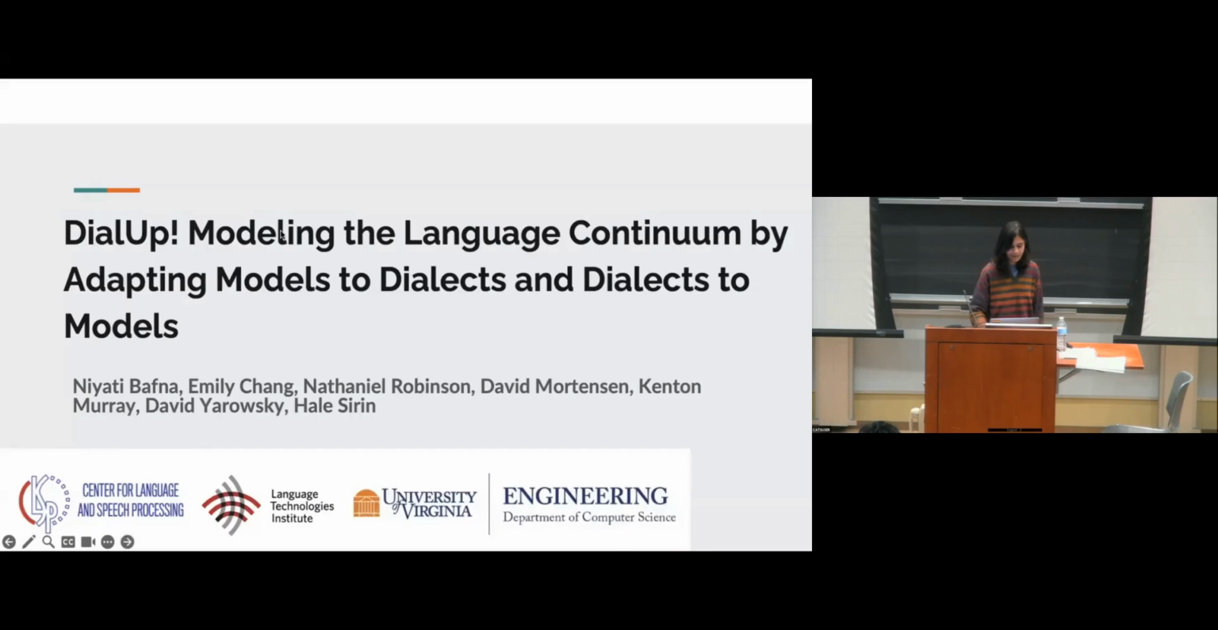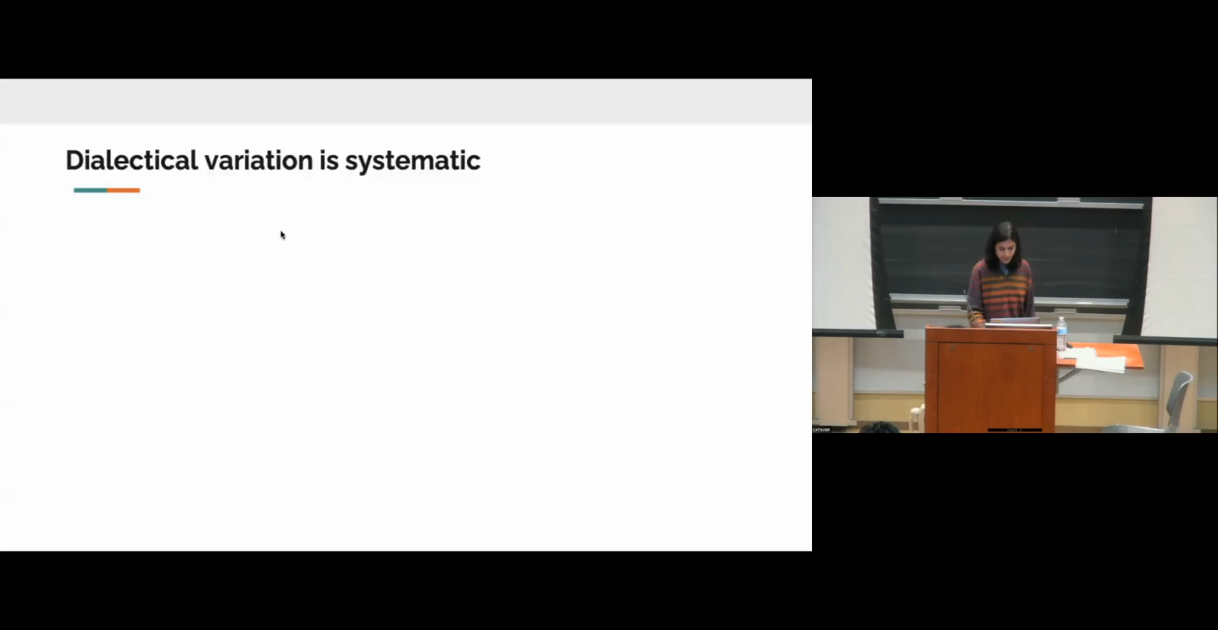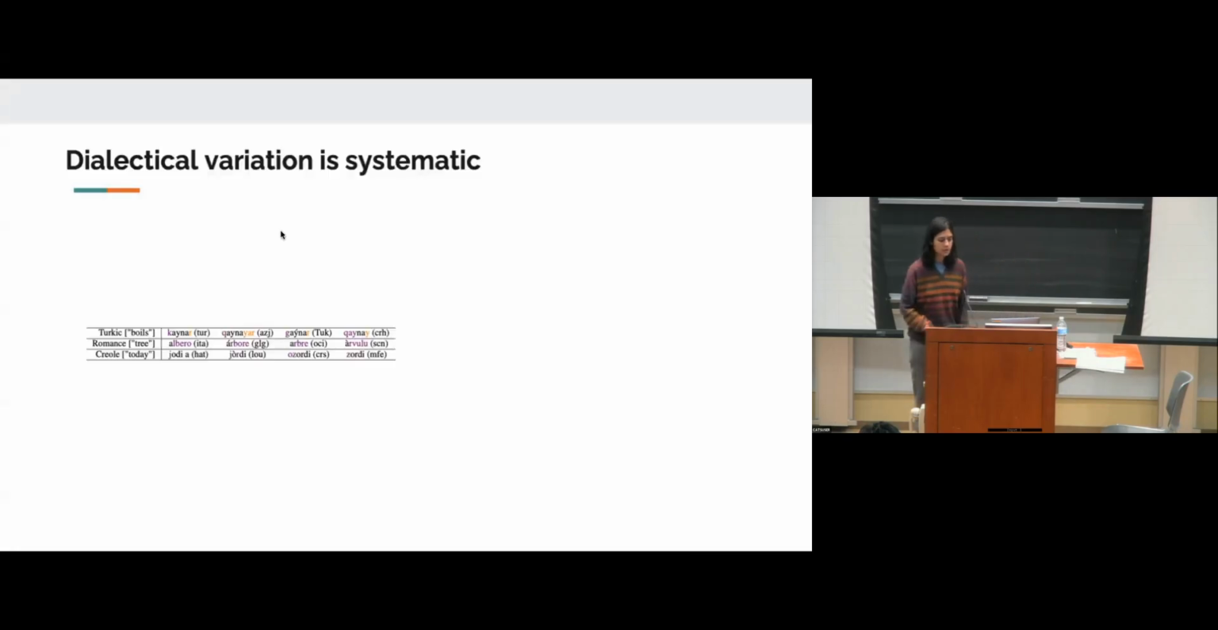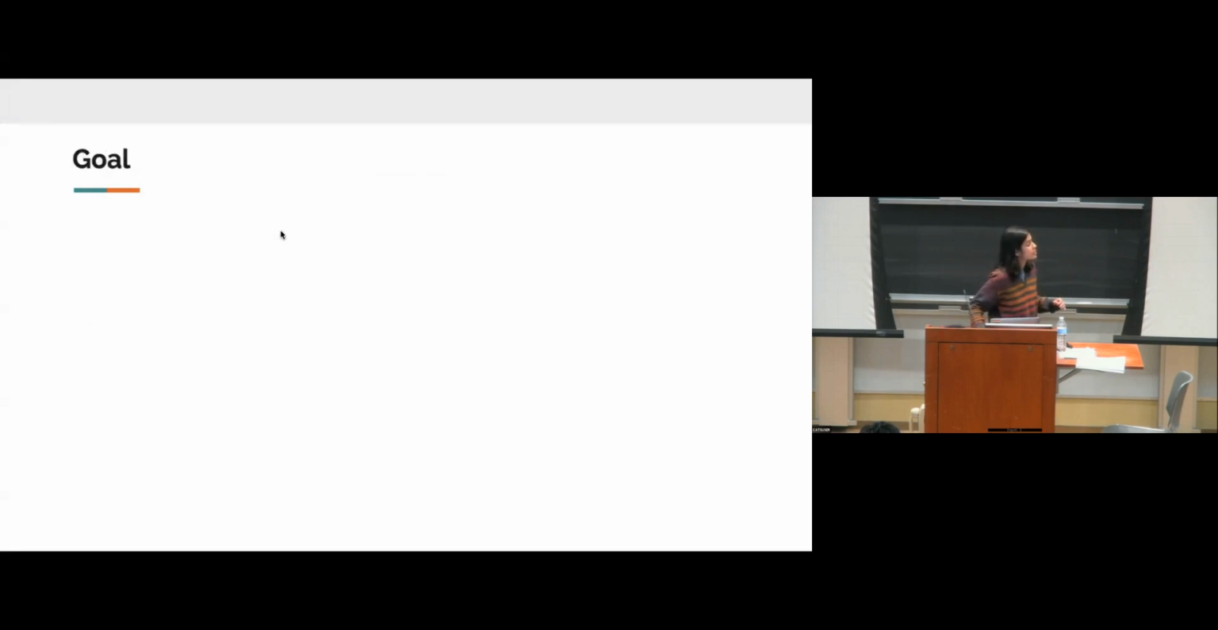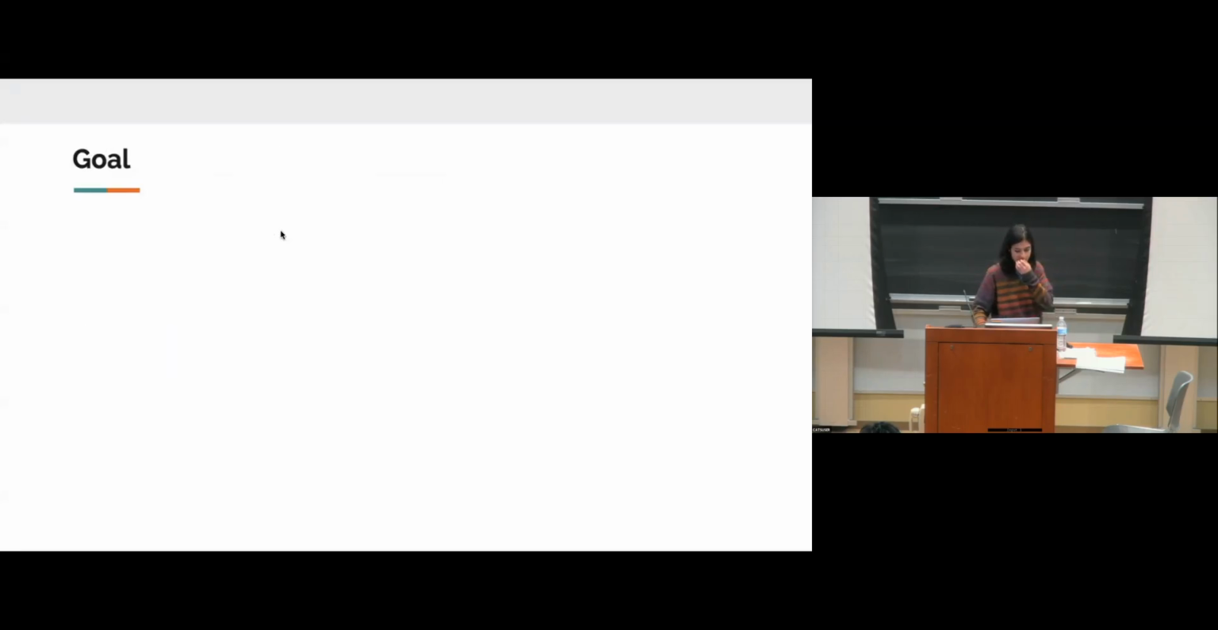Okay, we looked at understanding what affects performance degradation, and now we want to do something about it. This paper is called DialUp, Modeling the Language Continuum by Adapting Models to Dialects, and Dialects to Models. That's a long title. We already talked about how a good part of dialectal variation is systematic and how it's useful to think of languages as lying on a continuum of changes. And we've talked about some of these kinds of changes.